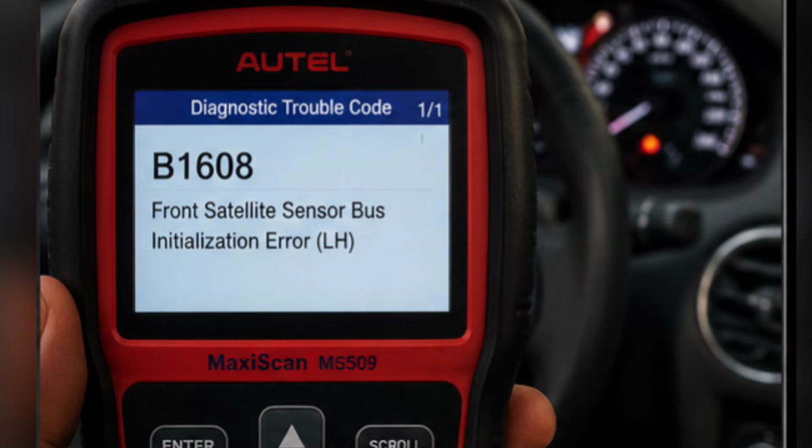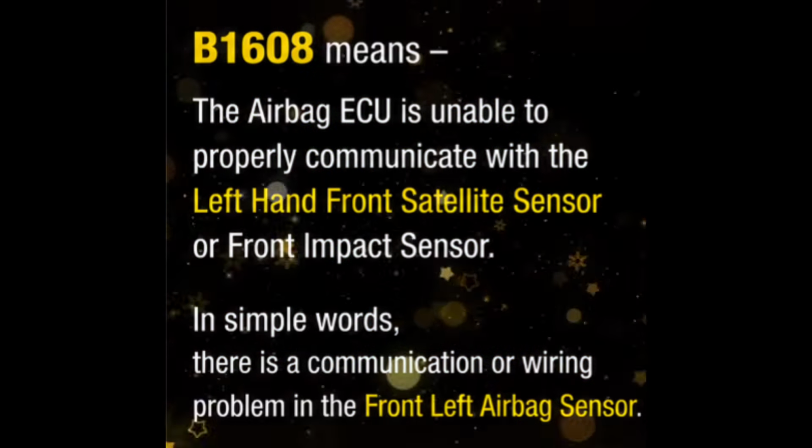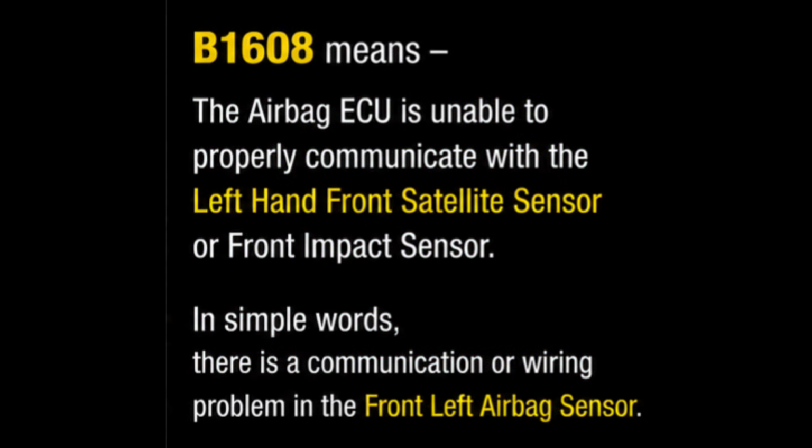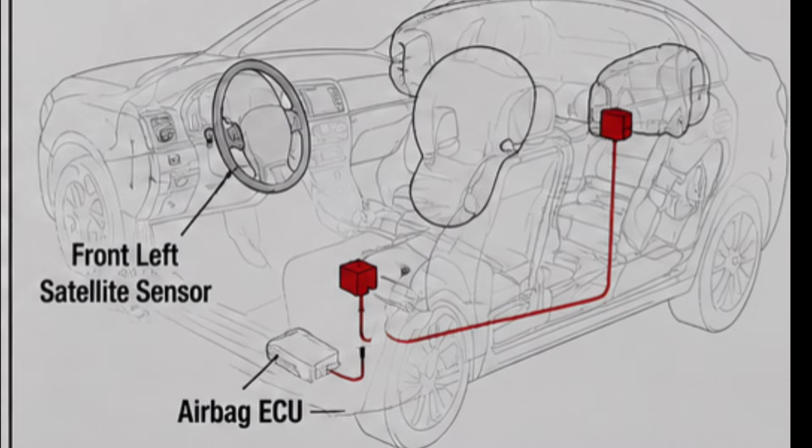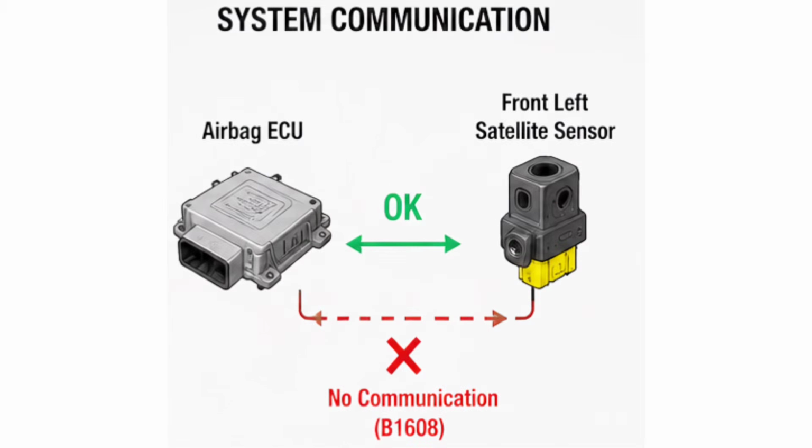The meaning of the B1608 code is the Airbag ECU is not communicating properly with the left-hand front satellite sensor or front impact sensor of the vehicle. In simple terms, there is a problem with the communication or wiring of the front left airbag sensor.